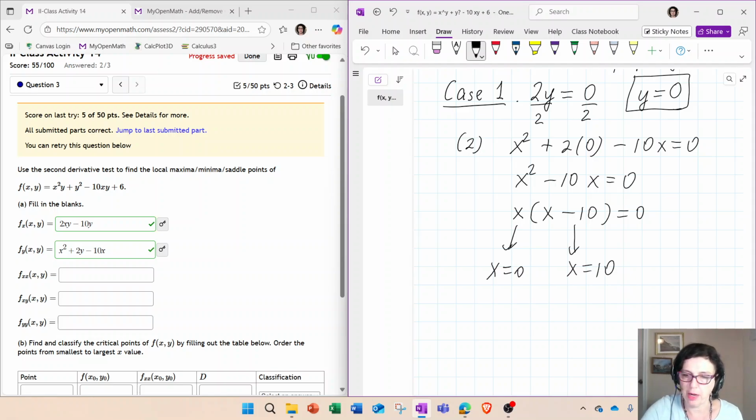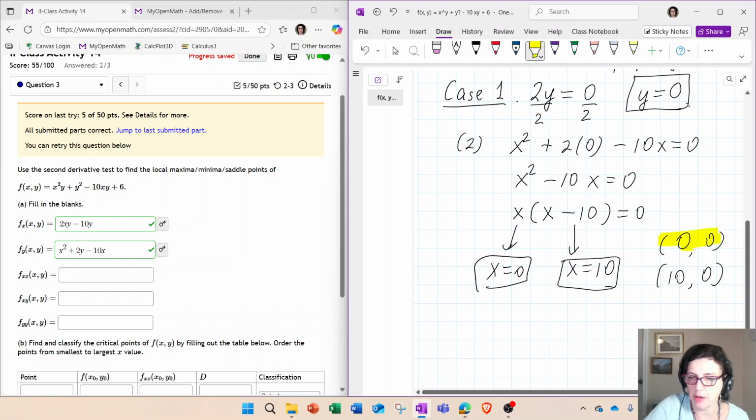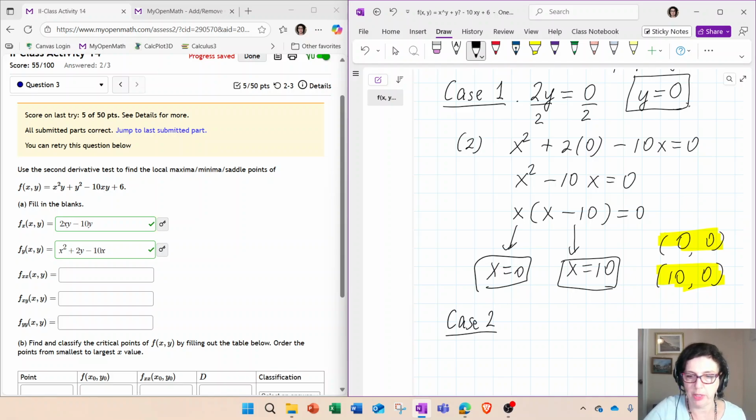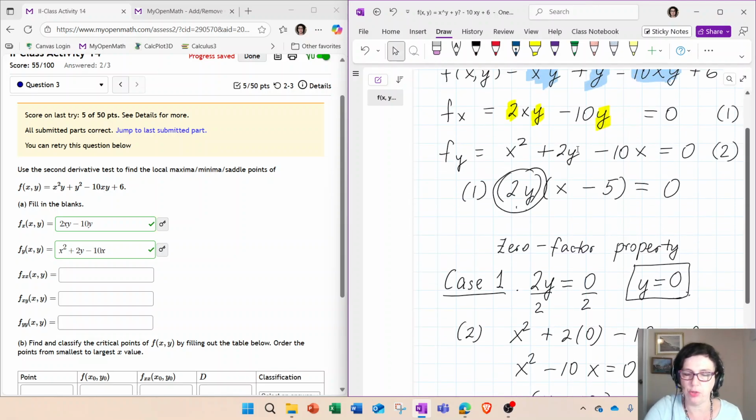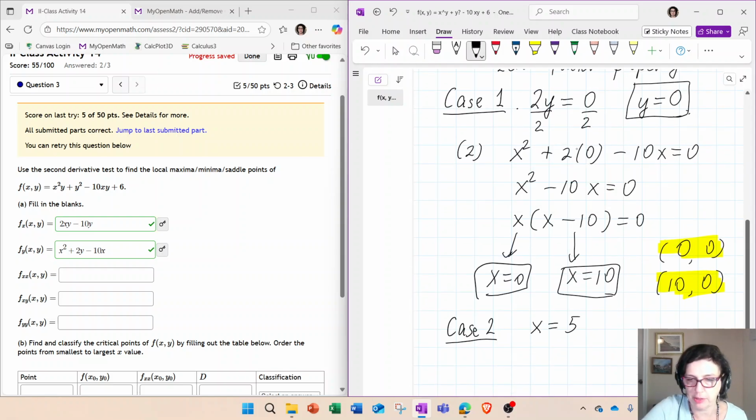So from here, I'm going to get two critical points, (0, 0), because remember y was 0 and I just got x equals 0, or x equals 10, and then y is also 0. So far, these are my two critical points that I found from case 1. Now let's go back and decide what's going to happen with case 2. So let's go back to that zero factor property. Either this part is equal to 0 or x minus 5 equals 0, which is case 2. And that's going to give you x equals 5.